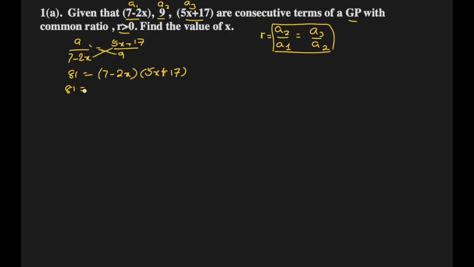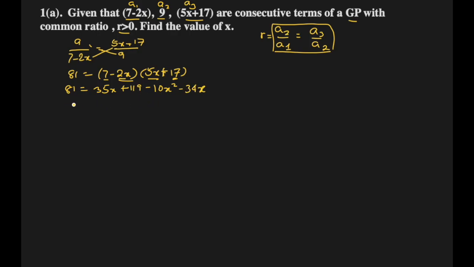So 81 equals 7 times 5x, 35x, 7 times 17 will be 119, plus 2 times 5 is 10, minus 10x squared, and minus 2x times 17 will be negative 34x.